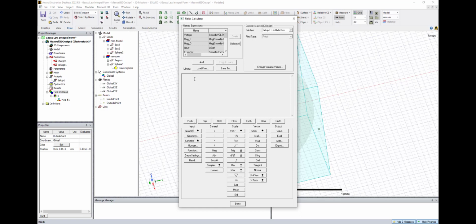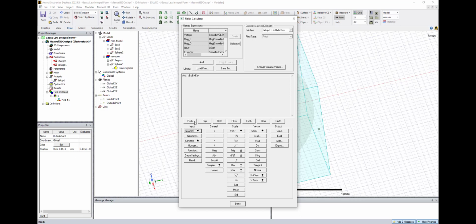So if you remember, we're basically going to be choosing from these categories of input, some of the general functions, scalars, vectors, and output, and build up the stack to evaluate the divergence at that point. So let's get started. We'll just choose quantity of E field. So we'll choose E, and then you'll see that that shows up in the stack right away.